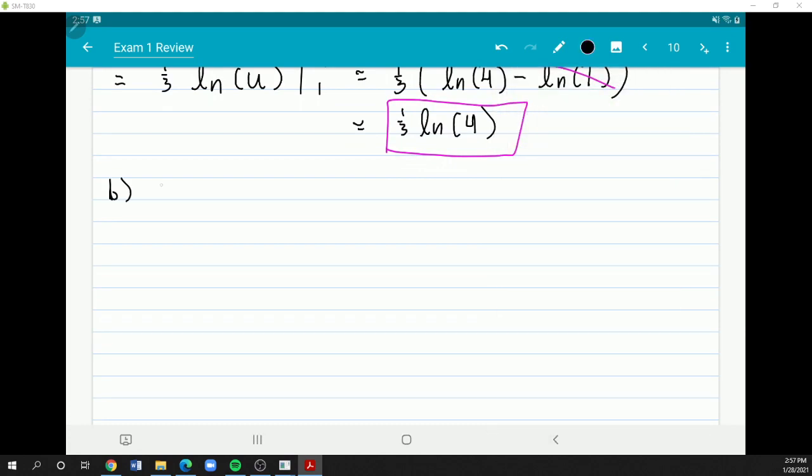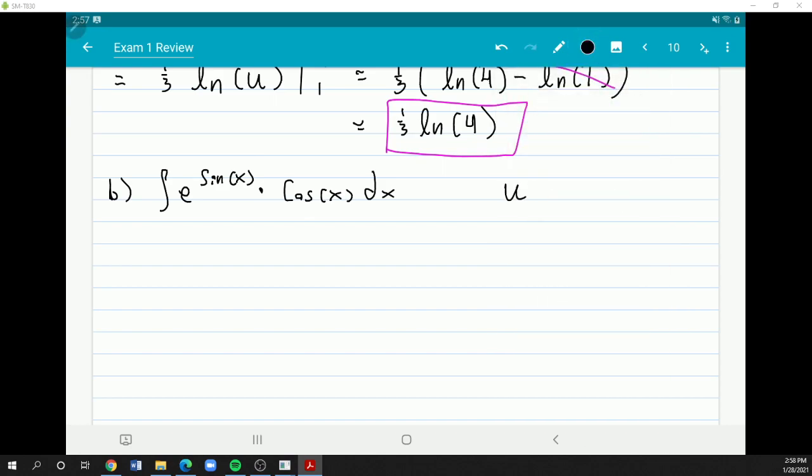Part B. Integral e to the sine x times cosine of x dx. So here we've got a similar idea. Okay, so what am I thinking? I see an integral of e to the something, so I'm kind of hoping I can just turn it into that. I see a sine of x, and I see a cosine of x. Sine of x is trapped inside, but cosine is being multiplied, so I'm thinking I need a u substitution here.